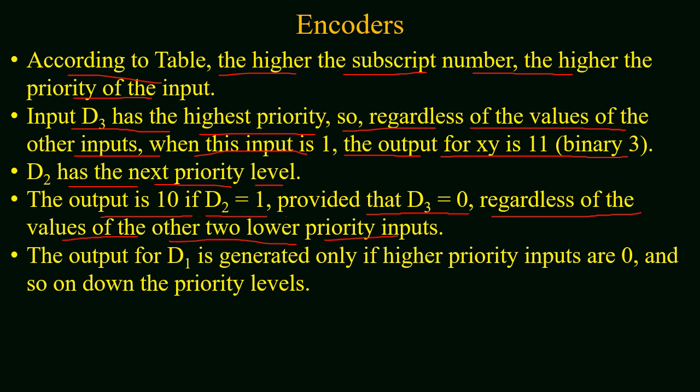Now the output for D1 is generated only if the higher priority inputs, D2 and D3, are 0, and so on down the priority levels. Like if D0 is equal to 1 and D1 is also equal to 1, the output code of D1 will be generated.